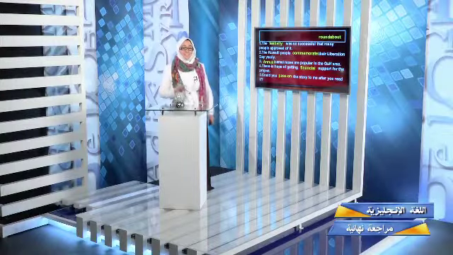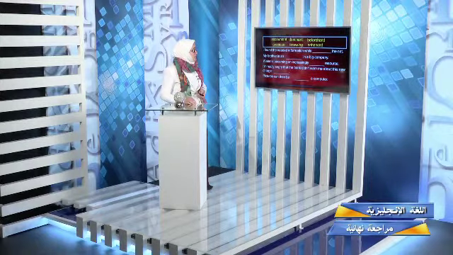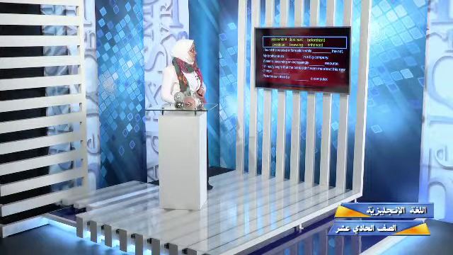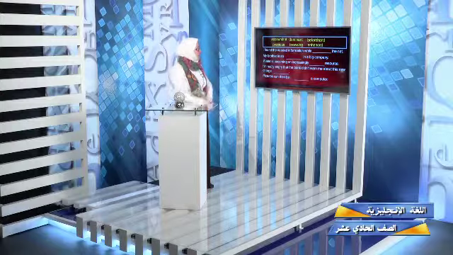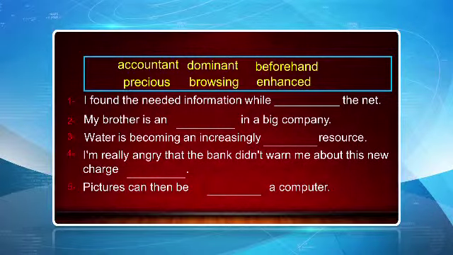Let us now move on to the same set of practice exercises, filling in the spaces with words from the list below. These are the words accountant, precious, dominant, browsing, beforehand, and enhanced. Number 1, the sentence reads, I found the needed information while blank the net. What do we do on the internet? We casually browse, exactly. I found the needed information while browsing the net. While looking through the internet, I found the information that I needed.